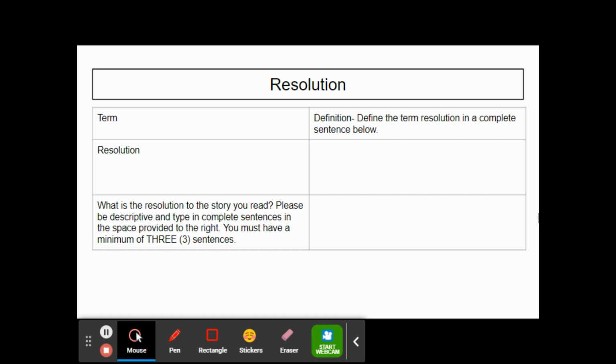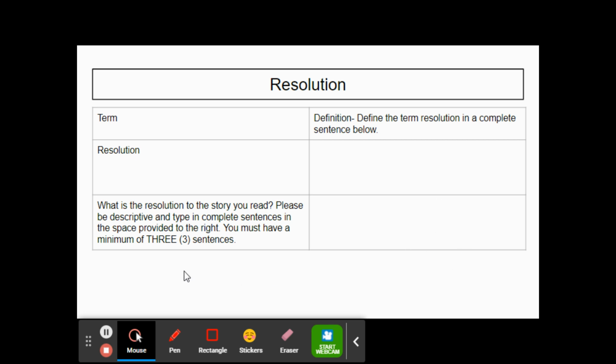Resolution. What does resolution mean? The outcome, the end of the story. You have to define the term resolution in a complete sentence right here. What is the resolution to the story you read? Please be descriptive and type in complete sentences in the space provided to the right.